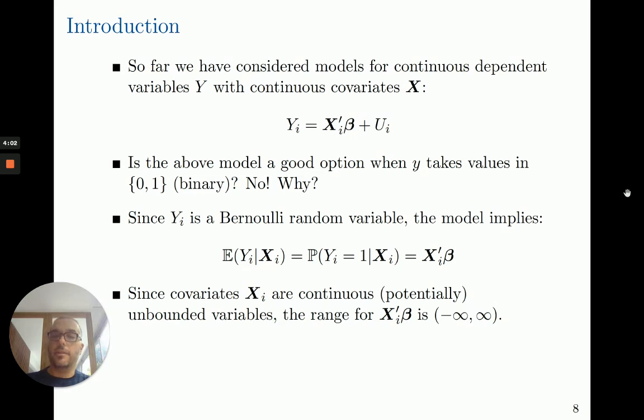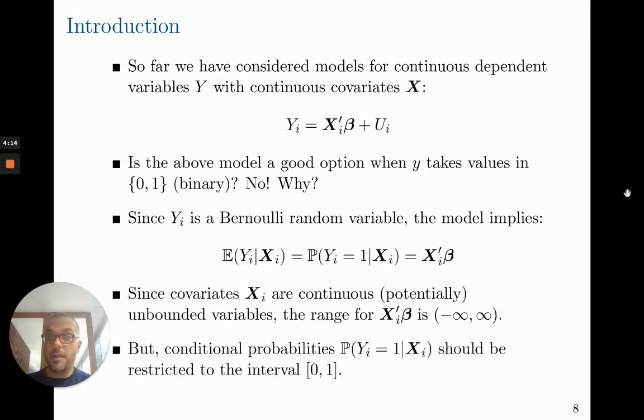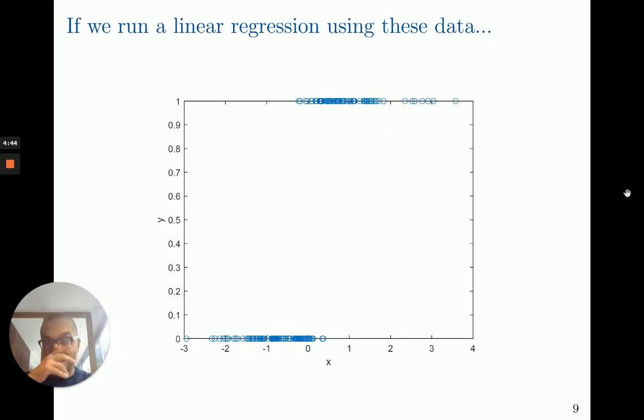But since covariates x are continuous, potentially unbounded variables, the range for x prime beta goes from minus infinity to infinity, okay? But the conditional probability should be restricted to the interval 0, 1. Okay, so then you have a problem here, because your model will imply that y varies between minus infinity and infinity, but we know that y takes only two possible values, either 1 or 0.